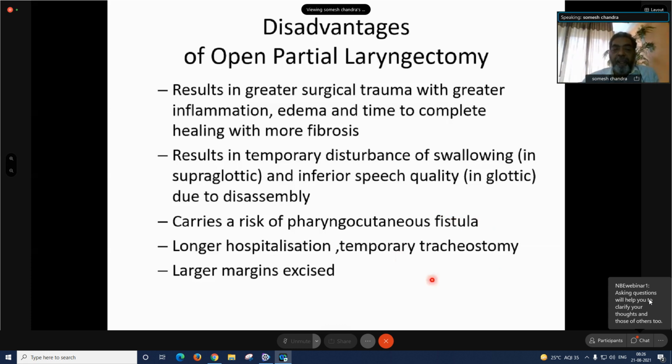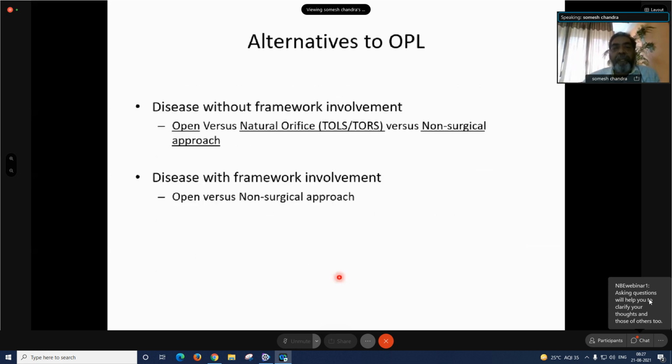And again, excising larger margins is a benefit, an advantage as well as a disadvantage. You remove a lot of mucosa and structures which you could have preserved if you resorted to an endoscopic technique. So that's an additional loss. What are the alternatives to open partial laryngectomy?